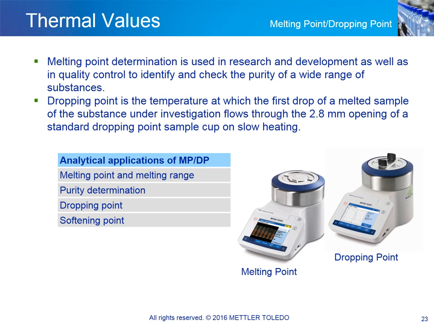The dropping point instrument records either the temperature at which the first drop of a substance falls from a cup under defined test conditions, or the temperature at which highly viscous samples, which do not form droplets, have flowed out of the cup over a certain length. Both of these parameters can be automatically determined on 2 specimens simultaneously.